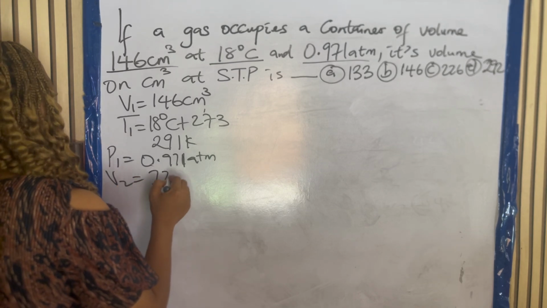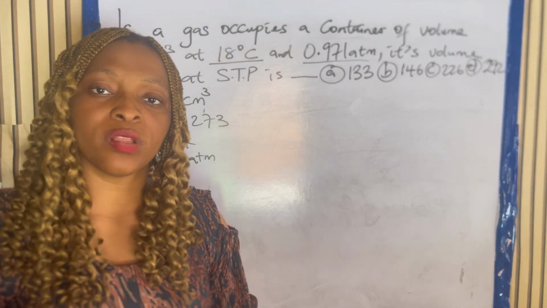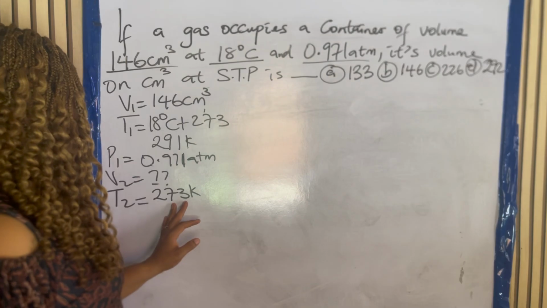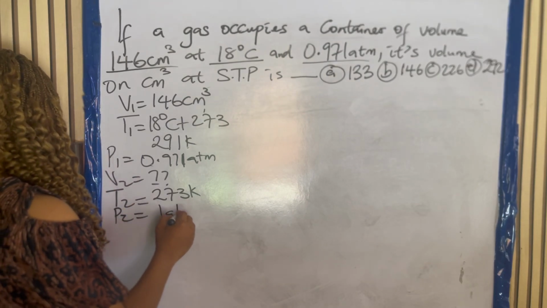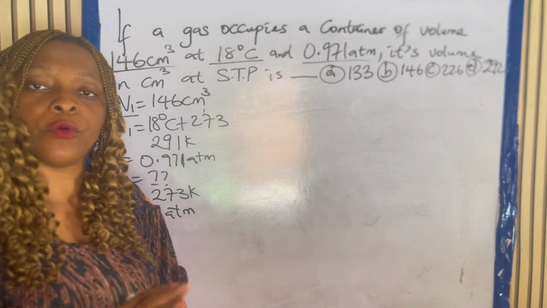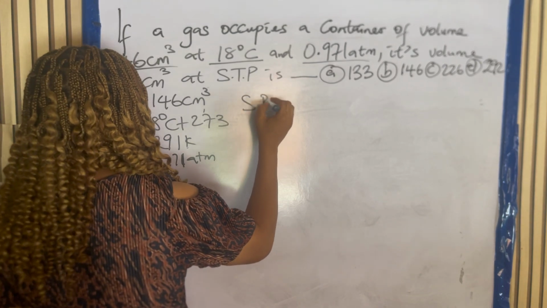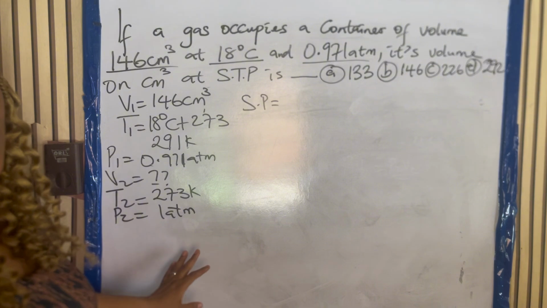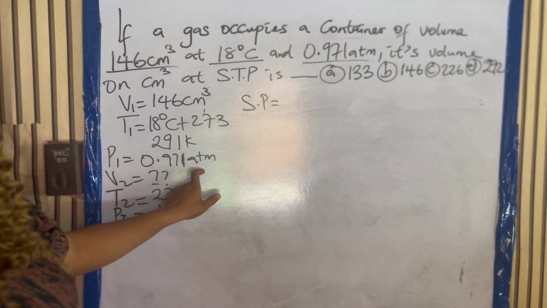We don't know V2 at STP. So what you're going to ask yourself is, what is the value of standard temperature and what is the value of standard pressure? It's 273. So P2 will be what? P2 will be 1 atm. Now, when we talk about standard temperature, it is 273 everywhere you go. But standard pressure is dependent on what you were given in your P1 or in your P2. For example, as you can see, what we are given here is atm.